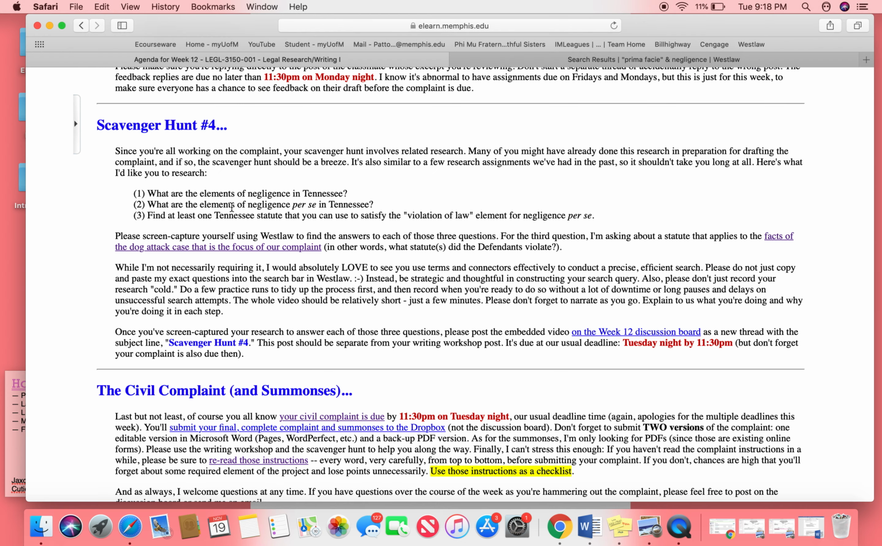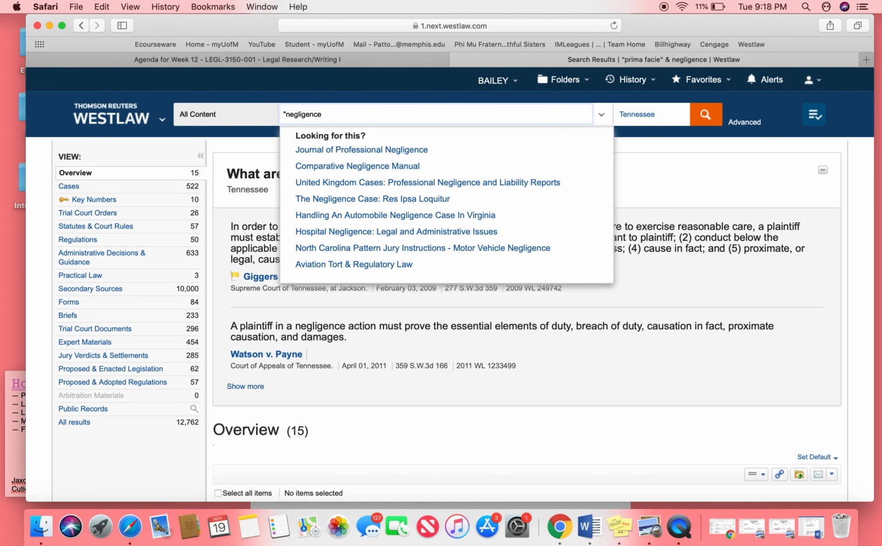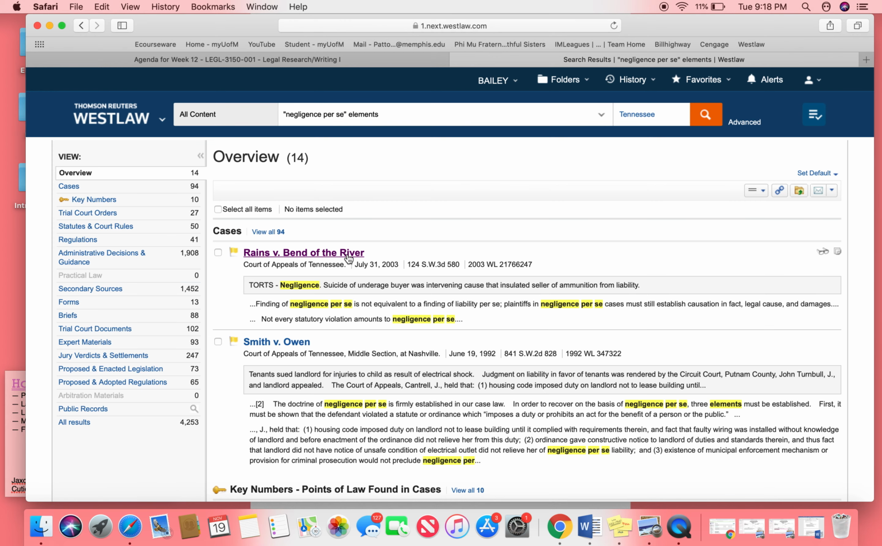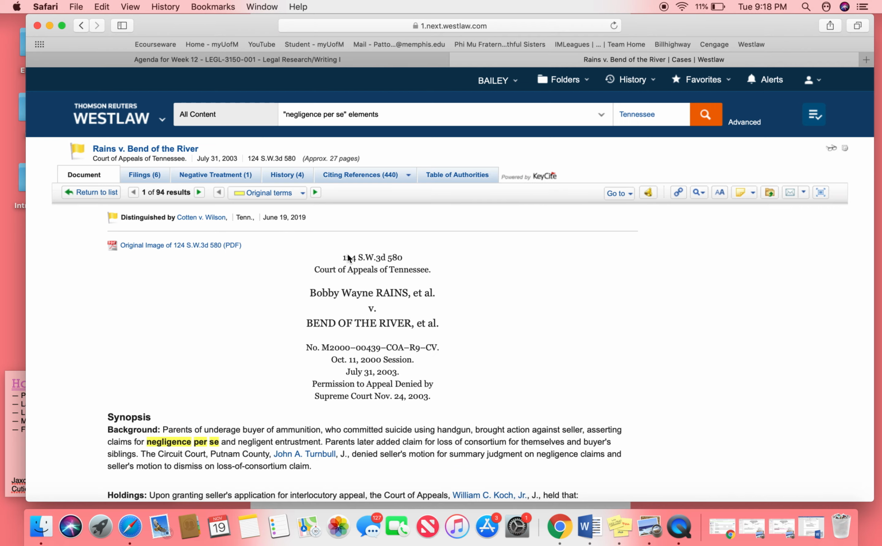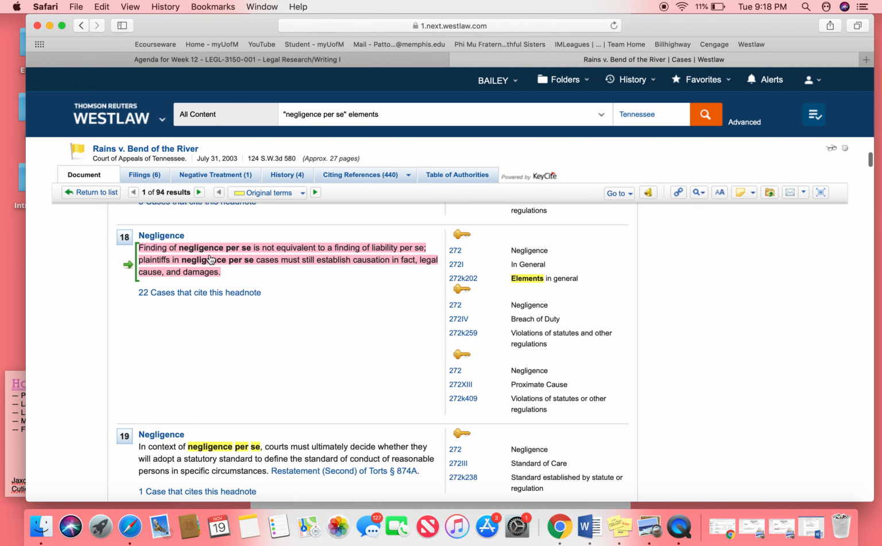And then for the second question, what are the elements of negligence per se in Tennessee? I went back to Westlaw, kept my jurisdiction as Tennessee, and then typed in "negligence per se" in quotes, and then just typed in elements at the end. And I got this case, Rains v. Bend of the River. And I scrolled down to this headnote right here, and it says a finding of negligence per se is not equivalent to a finding of liability per se. Plaintiffs in negligence per se cases must still establish causation in fact, legal cause, and damages. So it has three elements: causation in fact, legal cause, and damages.